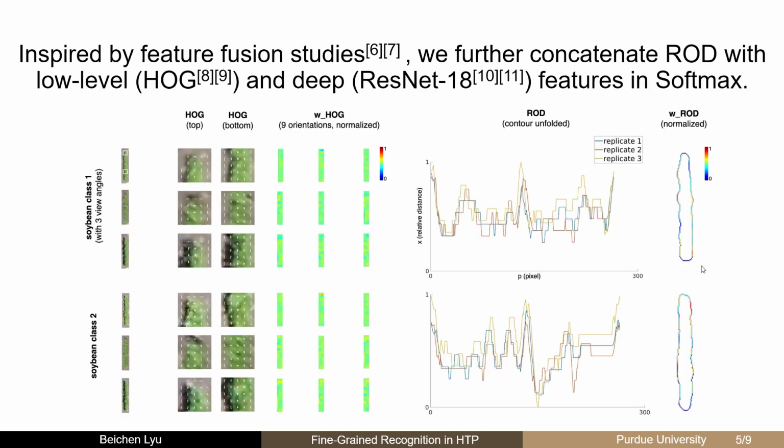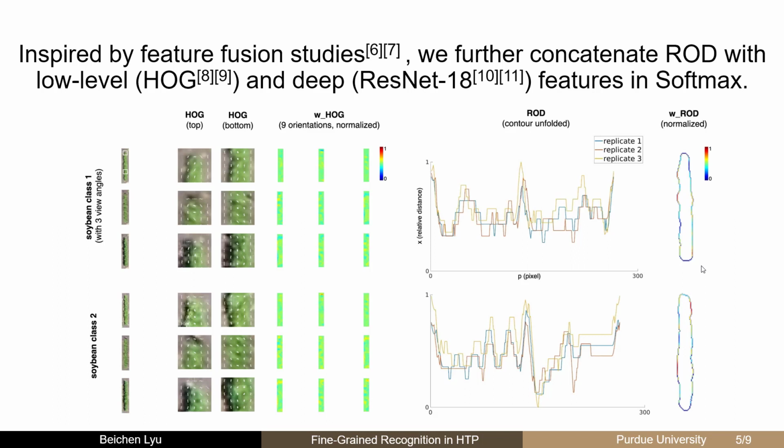Based on previous studies, we are also aware that feature fusion may potentially improve the ROD in classification models. People have successfully fused low-level, mid-level, and deep features to solve similar problems like medical image classification and face recognition. In our case, we similarly concatenate ROD with histogram of oriented gradients and ResNet-18 features in the softmax regression model, respectively.